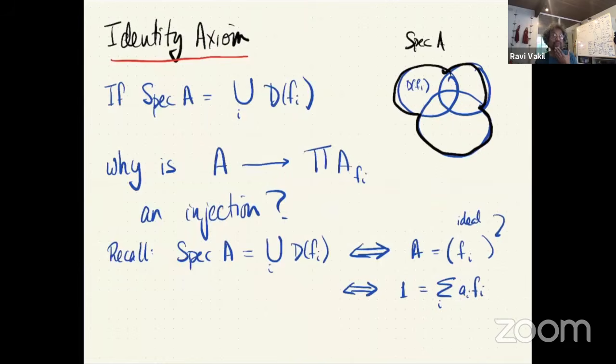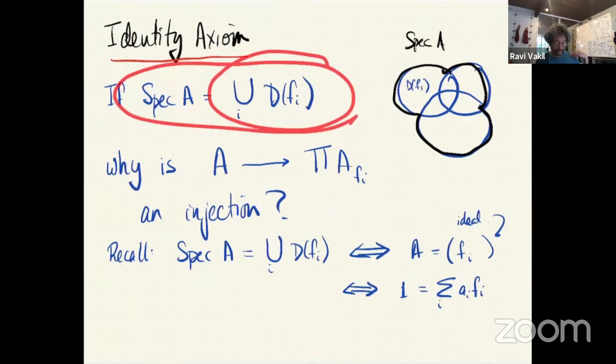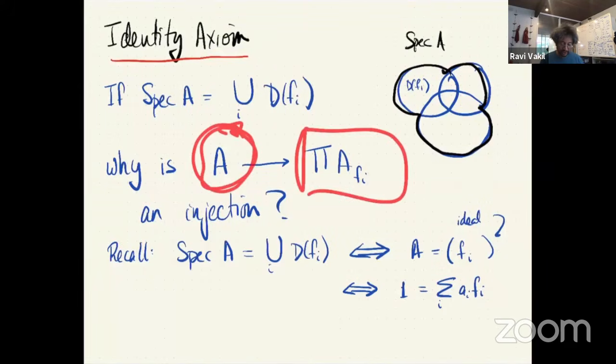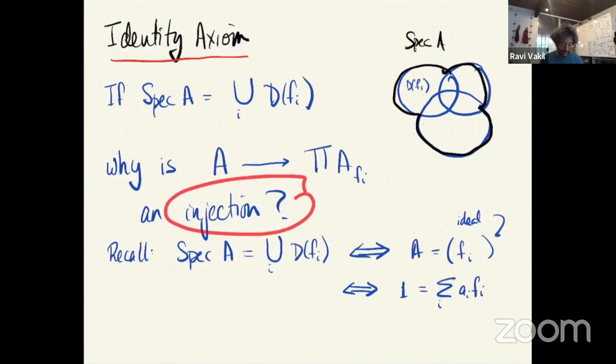Okay, so let me end with the identity axiom and a little bit about the gluability axiom. So all that's left for us to do is this: if you have Spec A as a union of a bunch of distinguished open sets, then why is it that when you take an element of the ring and you map it to each of these localizations, that is an injection? In other words, if I have an element of my ring and I restrict it to each of these localizations, why is that an injection?